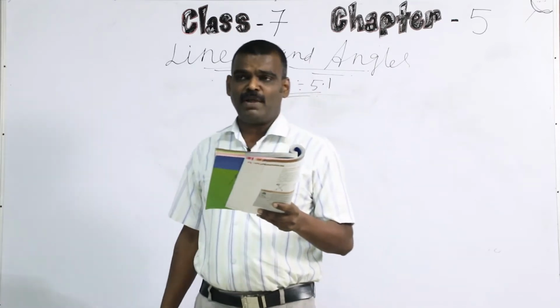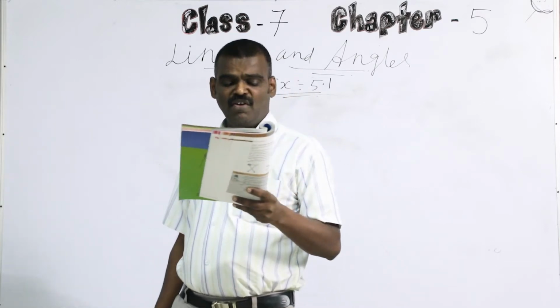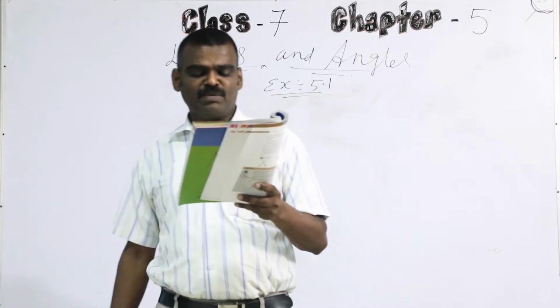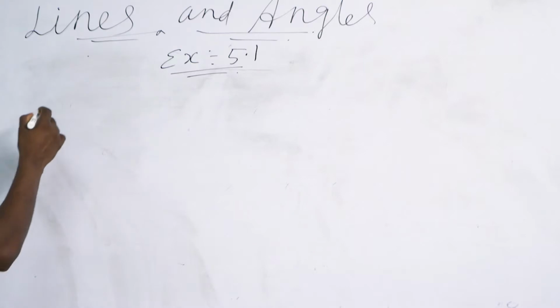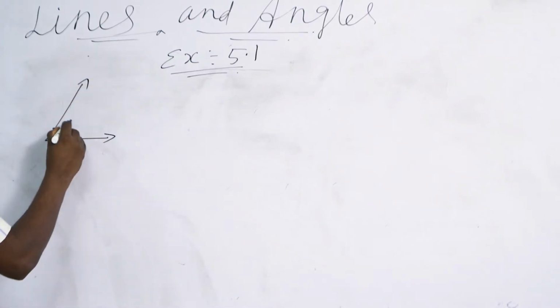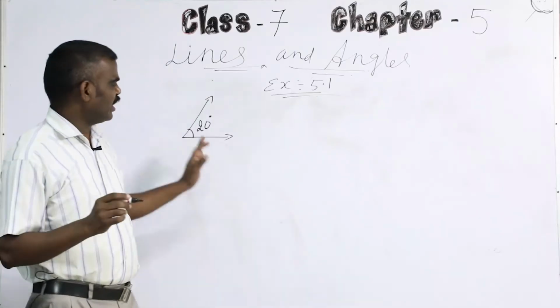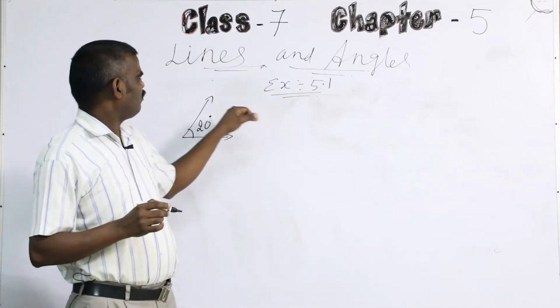Now question number 5.1, exercise 5.1, question number 1. Read the question with me. Find the complement of each of the following angles. One angle is given. What is given? 20 degrees. Now we have to write the complement angle of 20 degrees.